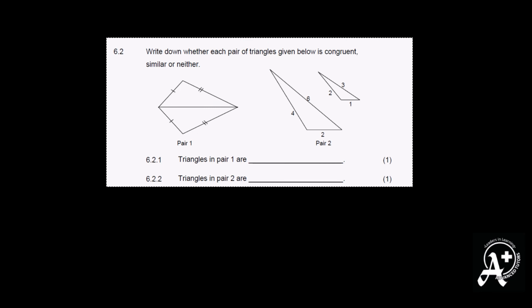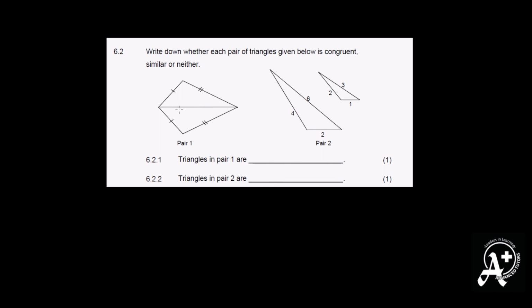In 6.2, they ask us to write down whether each pair of triangles given below is congruent, similar, or neither. So if we take a look at 6.2.1, they ask us triangles in pair 1 are what? So we can see firstly that by the lines indicated, this line here is exactly the same in length as this line here. This line here is the same in length as that line there. And they share a common line here, so obviously it will be the same for both triangles.